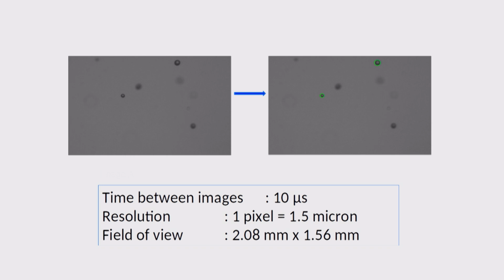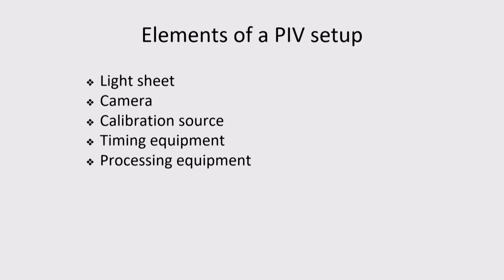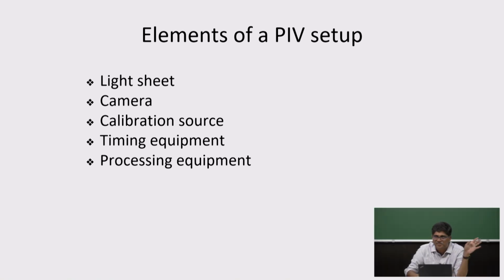And if you make it small and track individual particles, the resolution has to be really small. That means your area becomes, again, you are going towards a point measurement, right? Then what is the advantage of using PIV, the particle image velocimeter? You don't track individual particles, you track the patterns. So we will come to that.